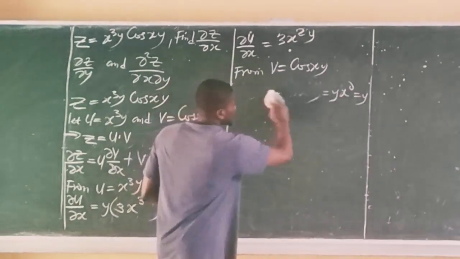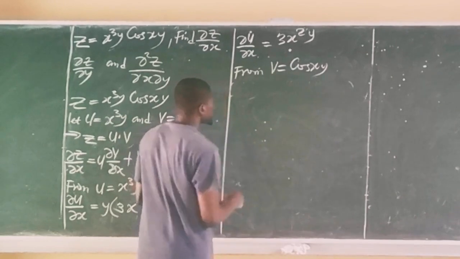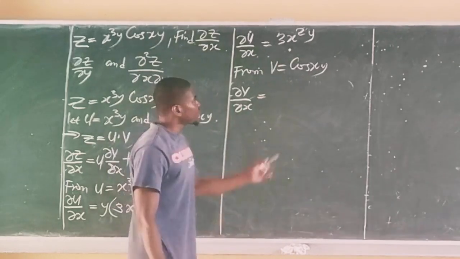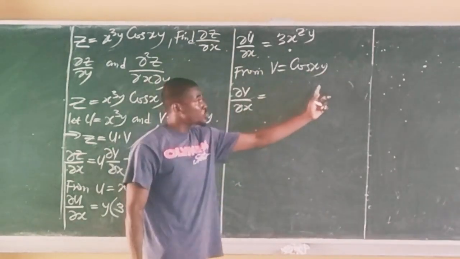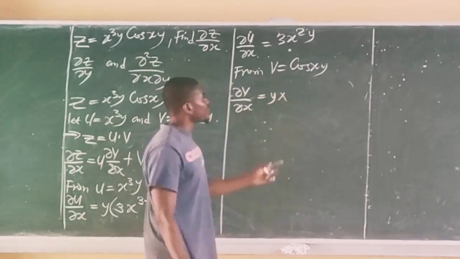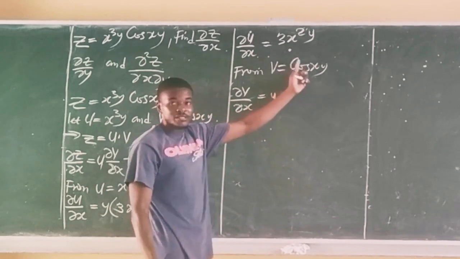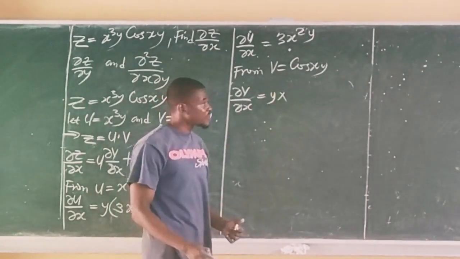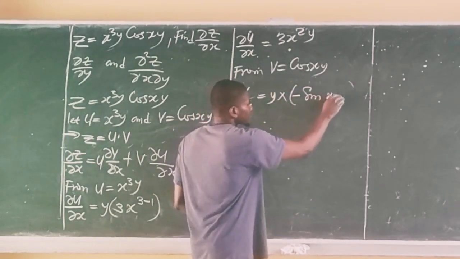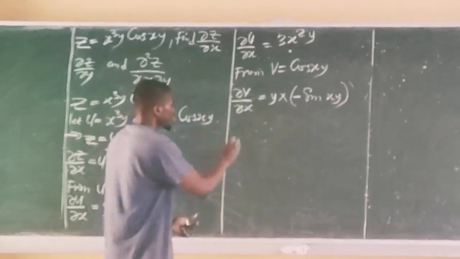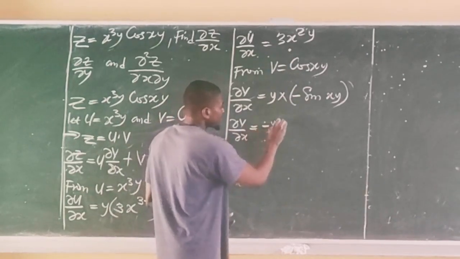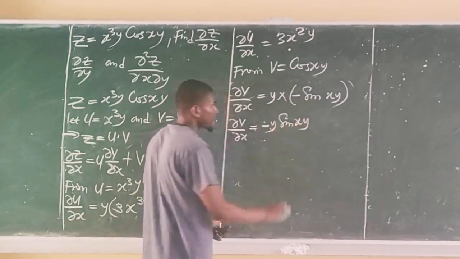Having that in mind, we carry out the partial derivative of v with respect to x. First of all, differentiate the angle. If I do that, I'm going to have y as the answer. So I'll have y multiplied by the derivative of cosine. The derivative of cosine is simply negative sine. So if I differentiate cos, I will have minus sine xy. So it means that partial derivative of v with respect to x is simply minus y sine xy.